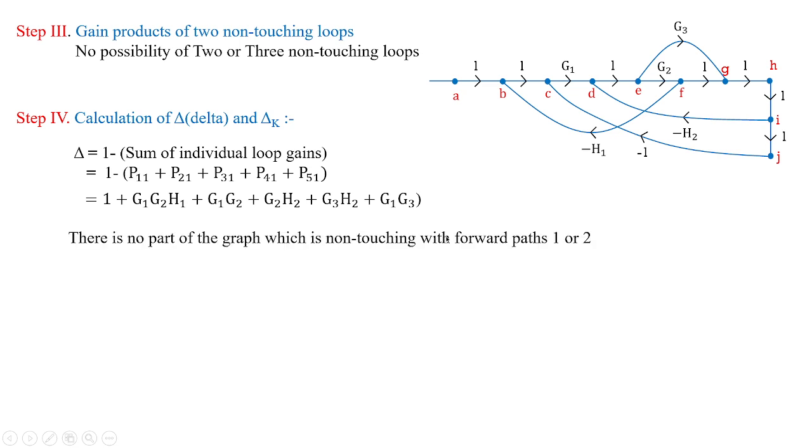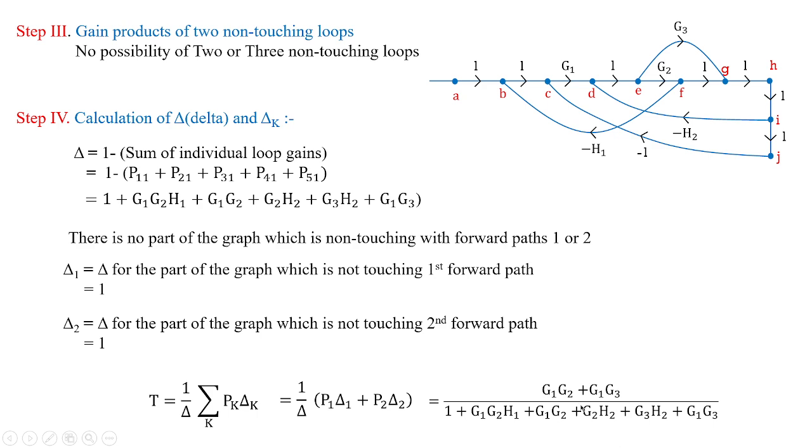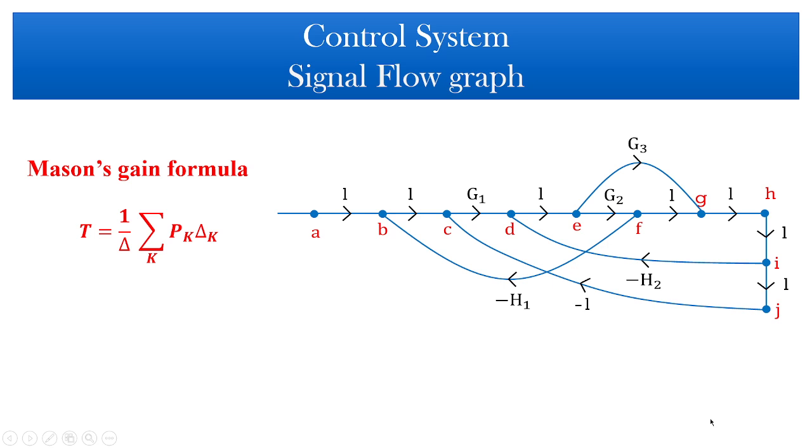So there is no part of the graph which is non-touching with the forward path 1 or 2. Finally, delta 1 is equal to 1, delta 2 equal to 1, and finally T equal to G1 G2 plus G1 G3 by 1 plus G1 G2 H1 plus G1 G2 plus G2 H2 plus G3 H2 plus G1 G3. So this is how you find out the transfer function.